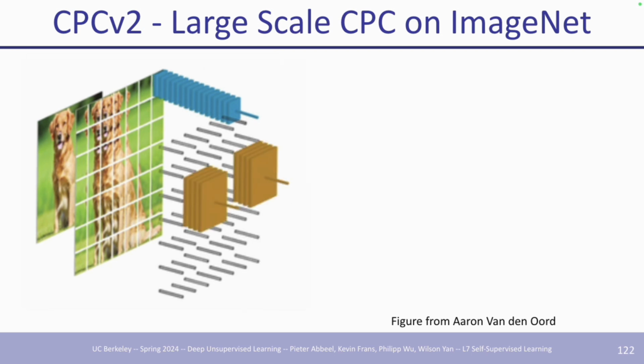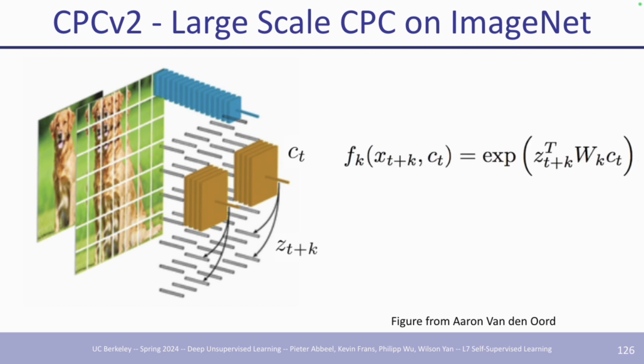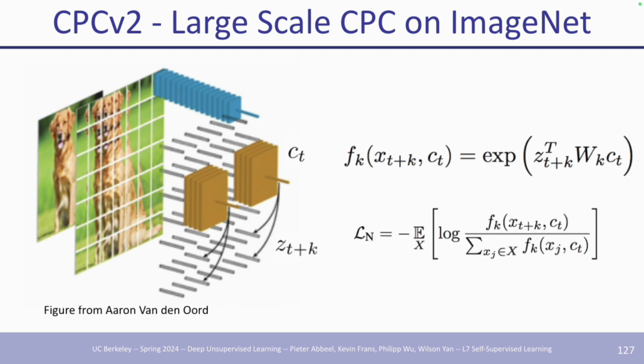And then again, you have your predictor on top. Your predictor in this case is a PixelCNN type architecture, so that it prevents you from looking in the future, because of course we're trying to predict into the future. So this is our context C, and then we're trying to predict the features Z of t in the rows below. Again, they're using this bilinear dot product as the distance metric between the feature C and Z, with the same InfoNCE loss.